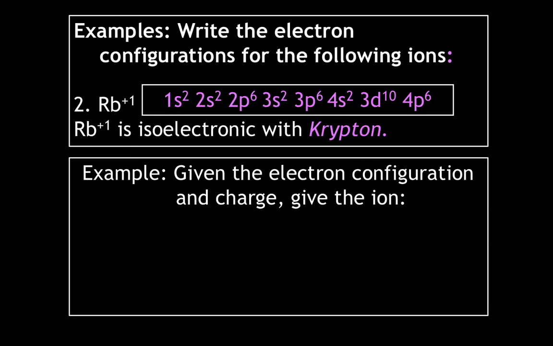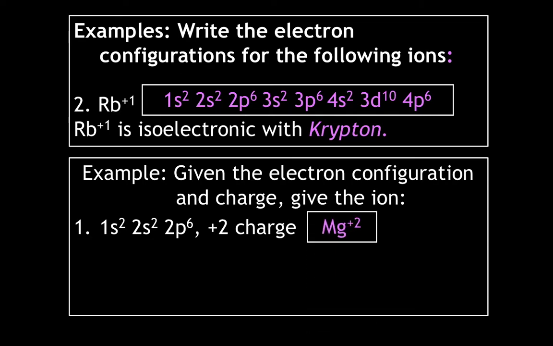I can't believe it. Example, given the electron configuration and charge, we need to find the ion, okay? So we have 1s2, 2s2, 2p6, okay? So we have basically 2p6. I like to just look at the last one. So we have neon, okay? We have neon but we have a +2 charge, okay?